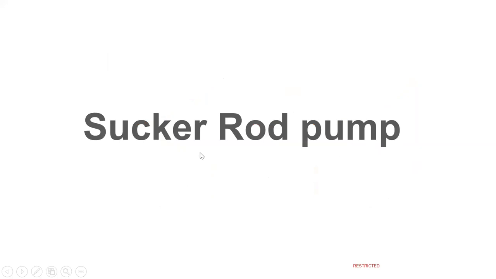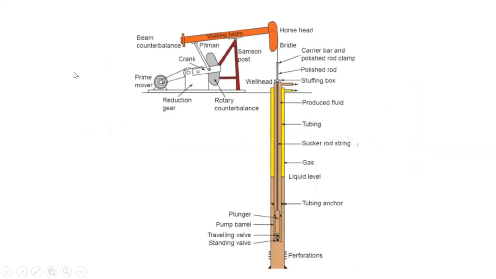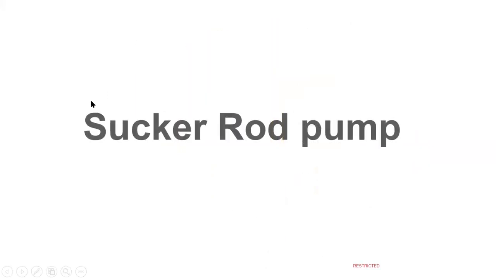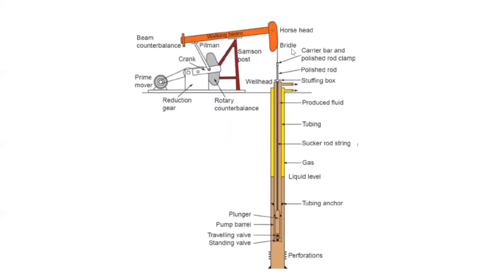So starting with our artificial lift systems, we said that we have the gas lift system and the pump lift system. The first and most common pump lift system is the sucker rod pump, which we see in all fields and movies for the oil production industry. Here, this is the sucker rod pump system.